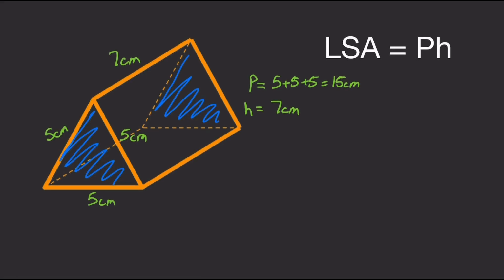Now that we know what our perimeter of our base is and what our height is, let's go ahead and plug it into our formula. So it's going to be the perimeter of the base times the height. So 15 centimeters times 7 centimeters. 15 times 7 is just going to give me 105 centimeters squared.